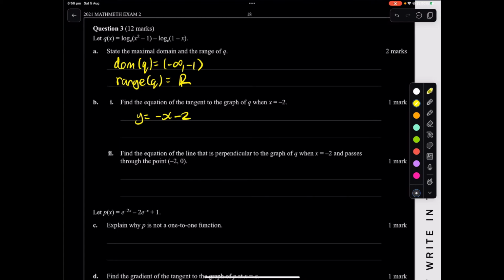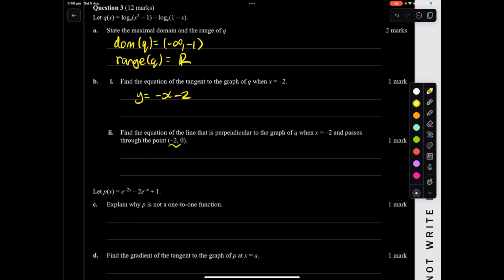Find the equation of the line that is perpendicular to the graph of q when x is negative 2, and passes through the given point. So it passes through this point. Find the equation of the line that is perpendicular to the graph of q when x is this, and passes through the point.